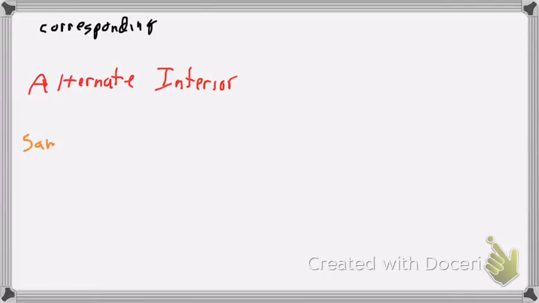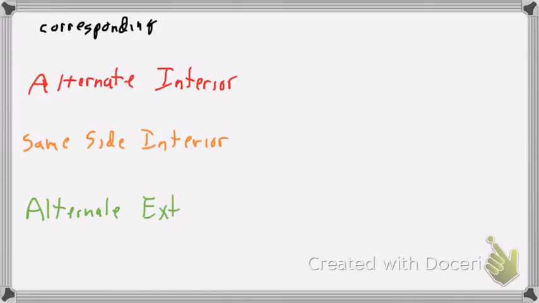corresponding, alternate interior, same side interior, and finally we're going to be talking about alternate exterior. Now once we get into parallel lines, these pairs have specific properties, but right now all we want to do is identify them.